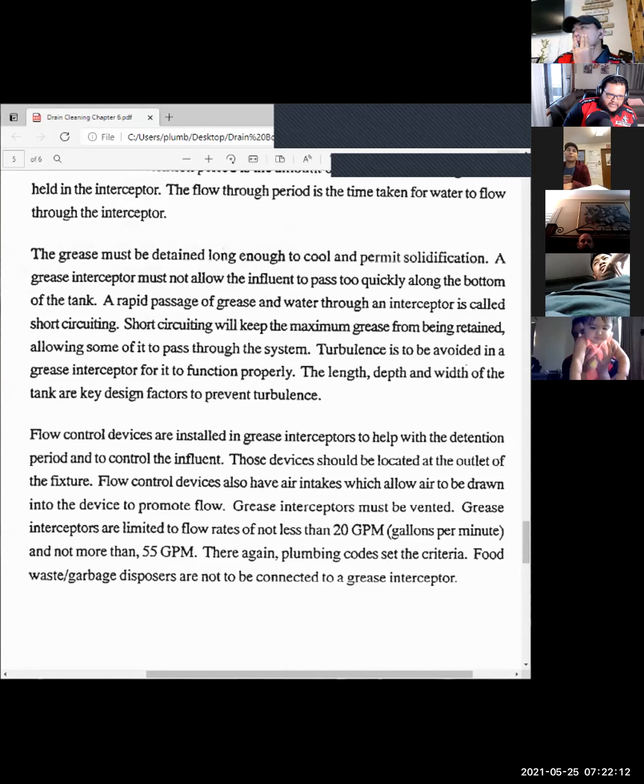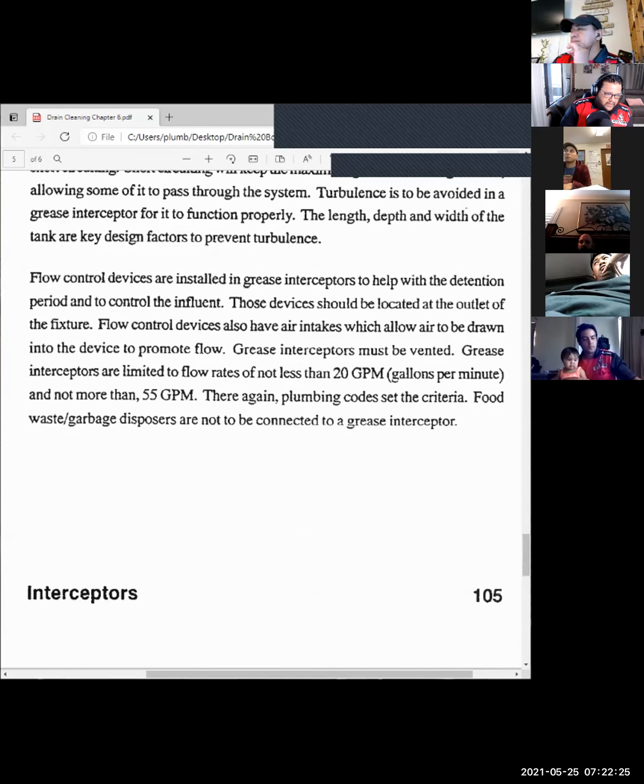Turbulence is to be avoided in a grease interceptor for it to function properly. The length, depth, and width of the tank area are key design factors to prevent turbulence. Flow control devices are installed in grease interceptors to help the detention period and to control the influent. Those devices should be located at the outlet of the fixture. Flow control devices also have air intakes, which allow air to be drawn into the device to promote flow.